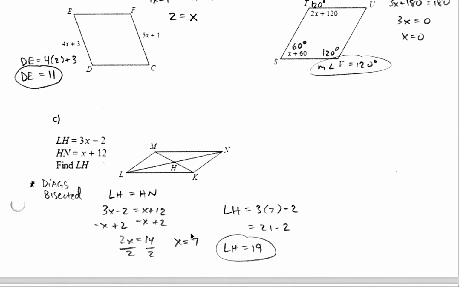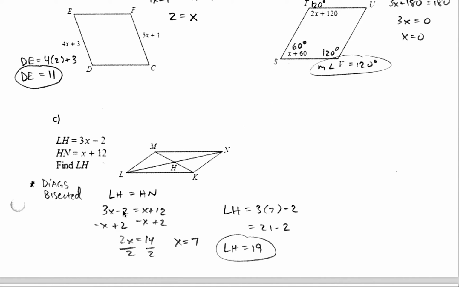All right, last example here, part C. Given the pieces of a diagonal, so L to H is half of this diagonal right here, that's 3x minus 2. HN is the other half, x plus 12. Well, we know that the diagonal here gets cut into 2 equal parts. So LH must be equal to HN. So we can set these two expressions equal to each other and solve for x.